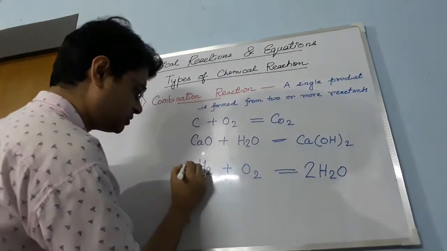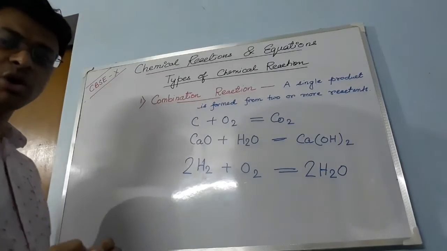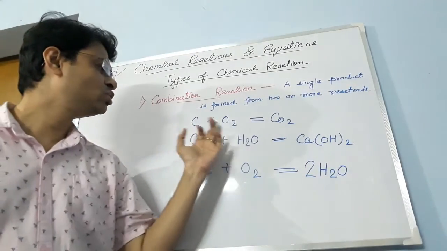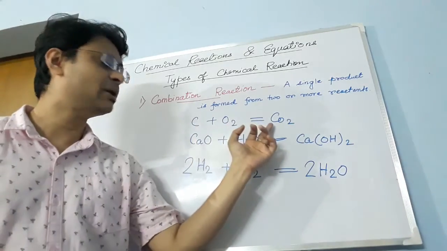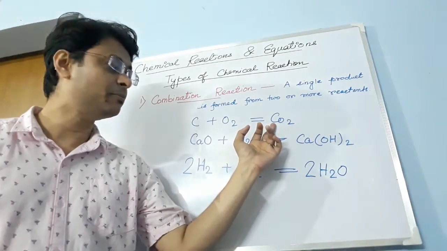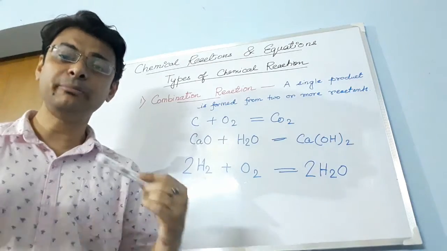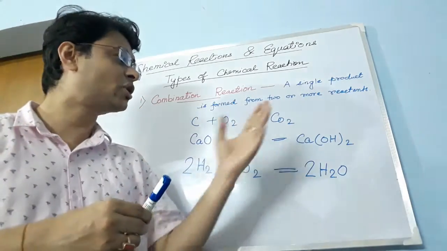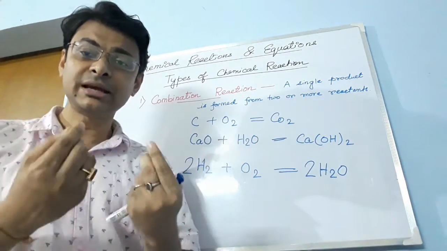Okay. So in these three examples, you can see that two elements combine to form a single compound. So here we say combination reaction, that is, the reactants are combining together to form a product which is a single compound.